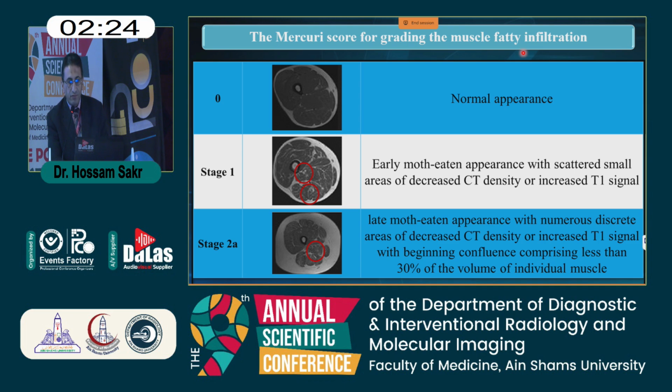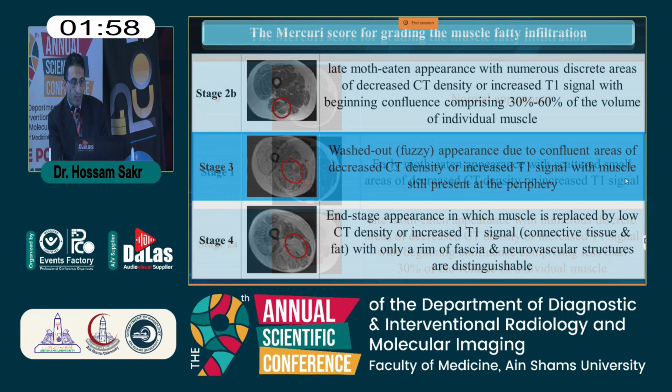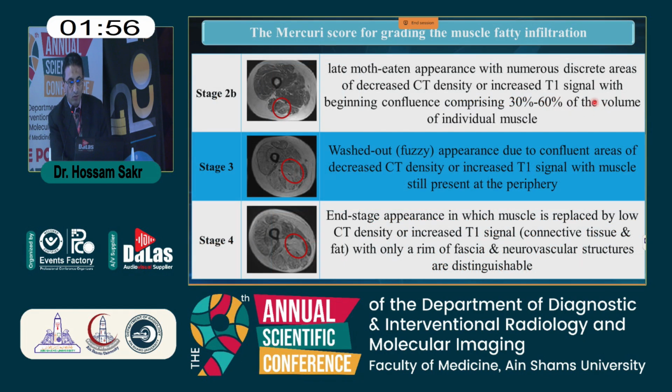Classify the muscles into 6 grades, starting with grade 0, normal appearance. Stage 1, few scattered small areas of decreased tissue density or increased T1 signal on MRI, giving the early moth-eaten appearance. Stage 2A, late moth-eaten appearance with numerous discrete areas of decreased tissue density or high signal on T1 weighted images, but less than 30% of the volume of the individual muscle. 2B, between 30 and 60% of the volume of the individual muscle. 3, confluent areas. And 4, the muscle is totally replaced by fat.